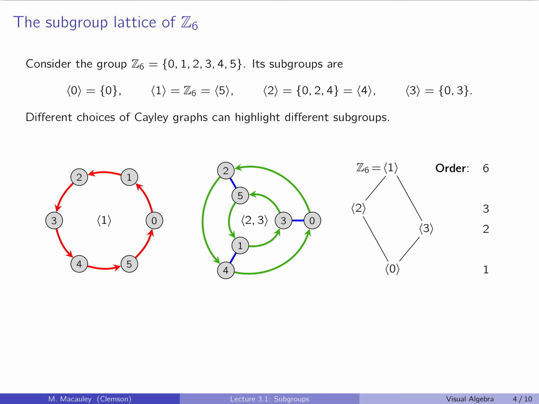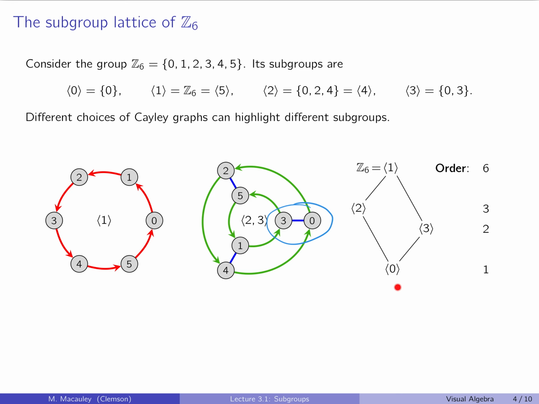Different choices of Cayley graphs can highlight different subgroups. So if we use the generator 1, we can see this subgroup right here sticking out at us. If we use the generators 2 and 3, then here's a Cayley graph, and we can see this subgroup of size 2 sticking out at us, and we can see the subgroup of size 3 around the outside as well.